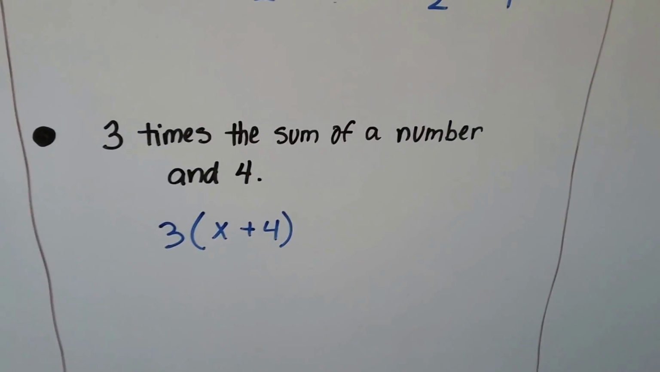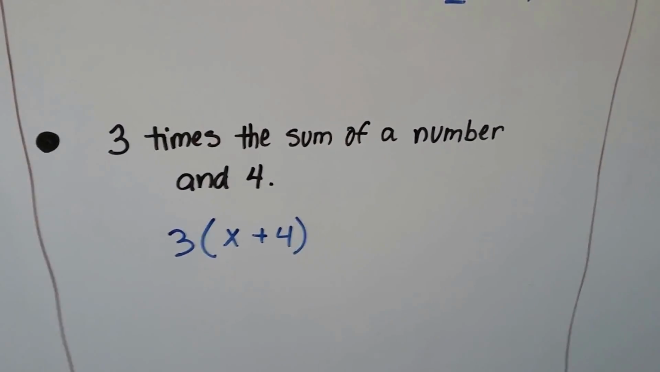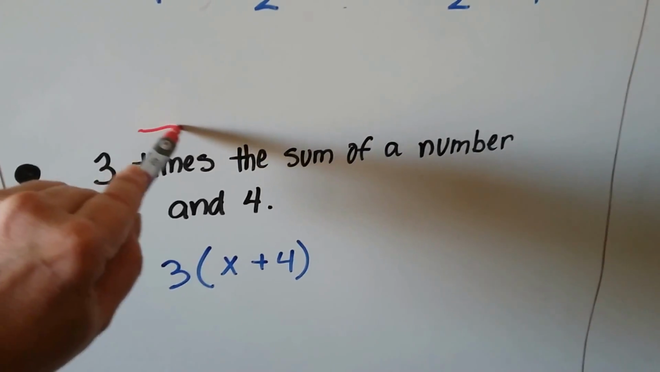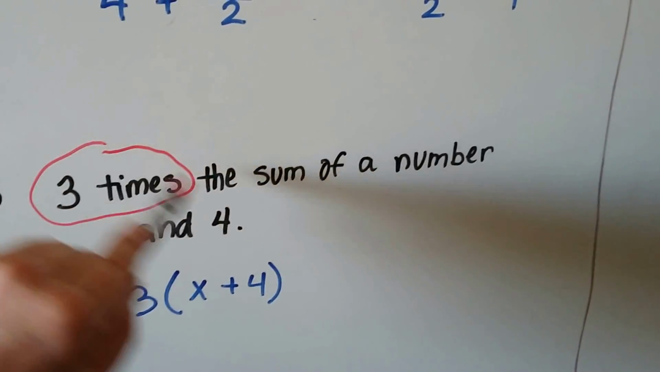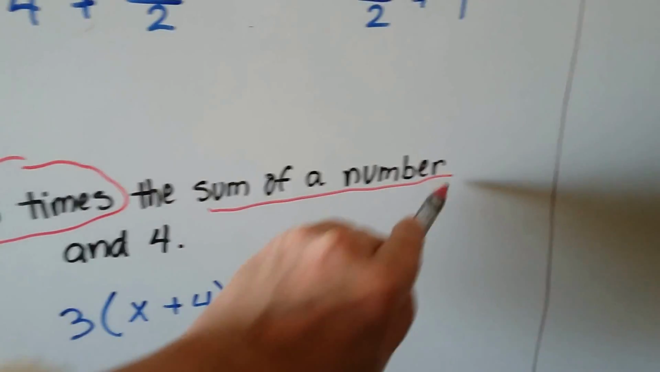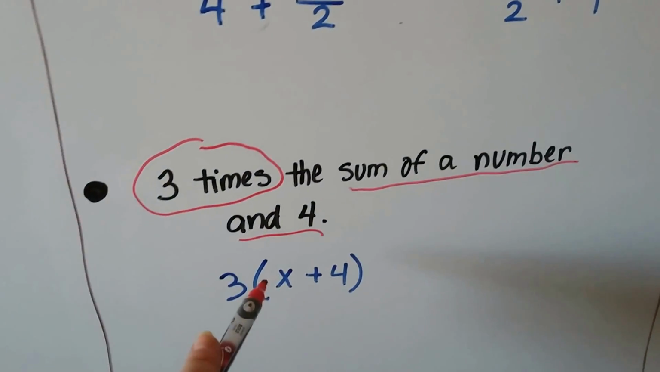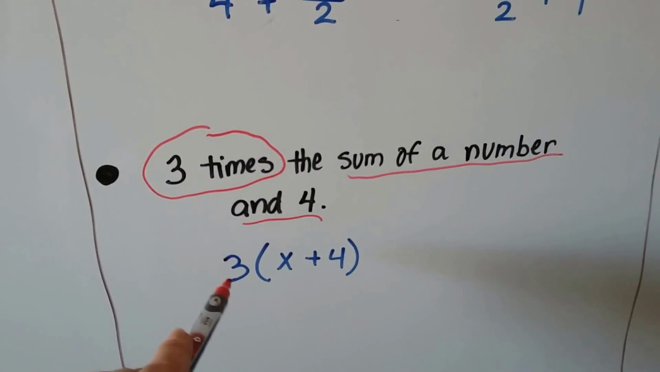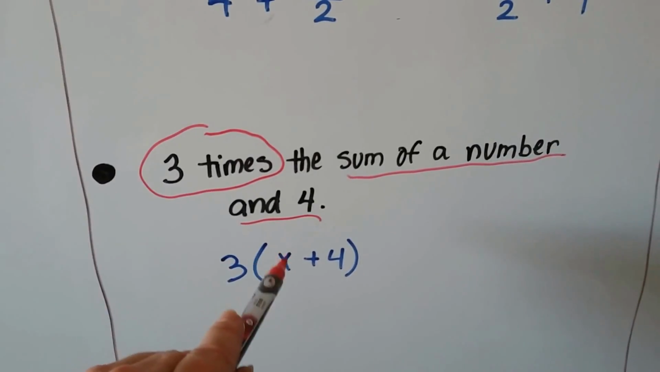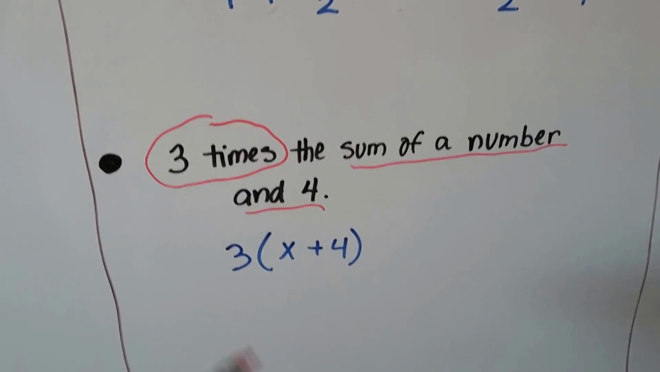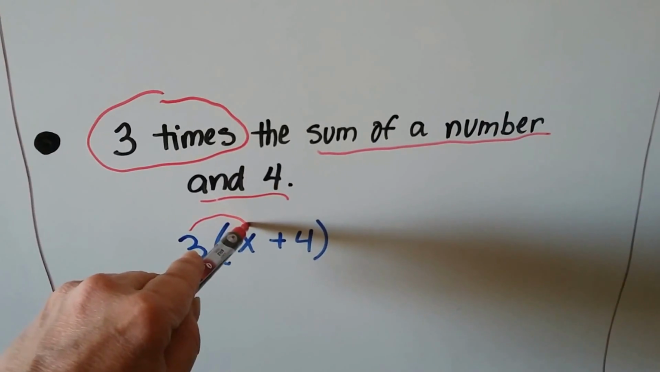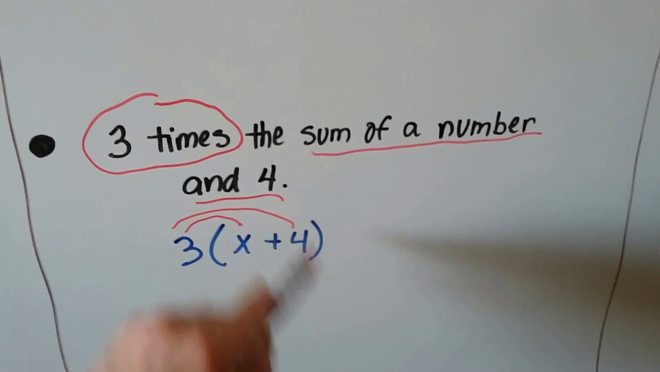This one says 3 times the sum of a number and 4. So again, we can split this apart. 3 times the sum of a number and 4. And the sum of a number and 4 is x plus 4. 3 times it would be 3, then parentheses, x plus 4, close parentheses. And we could distribute this, couldn't we? We can say 3x plus 12. See?